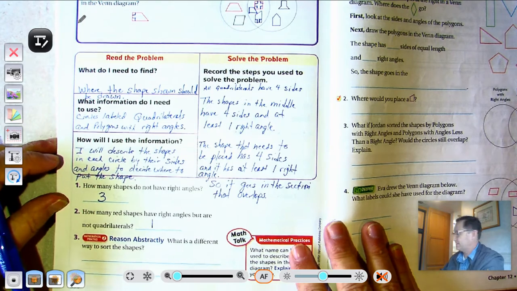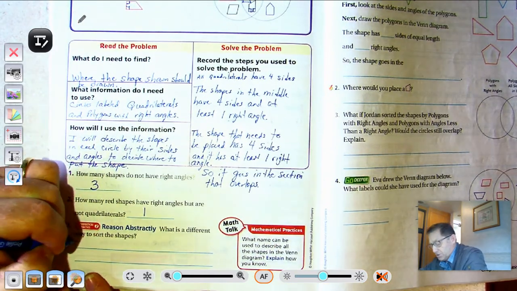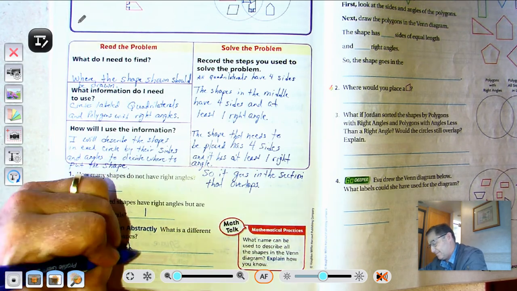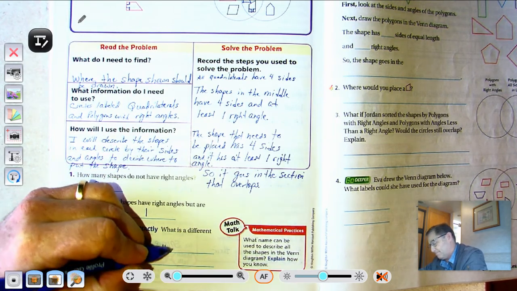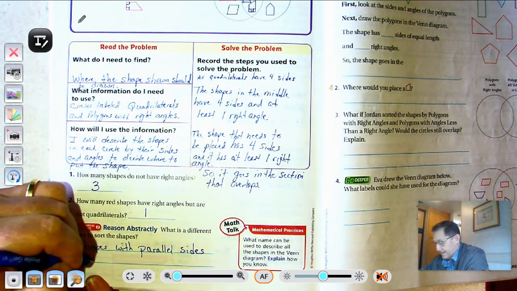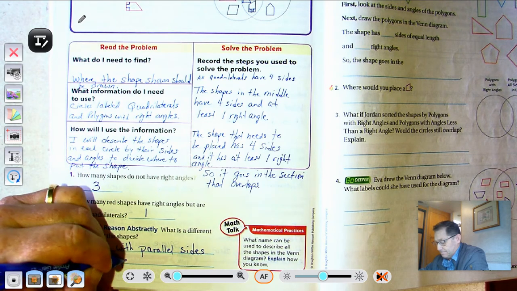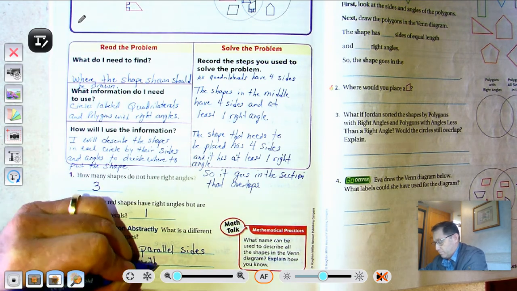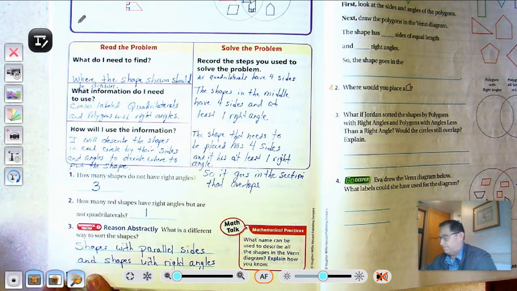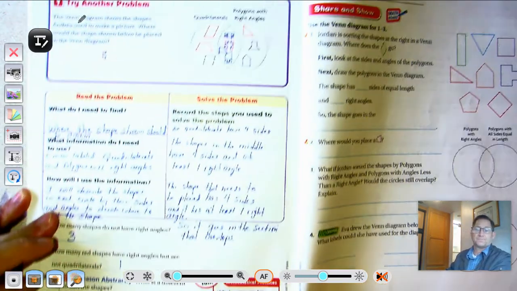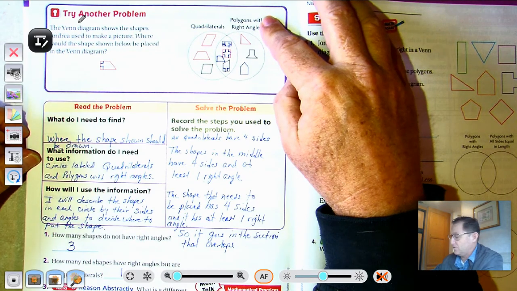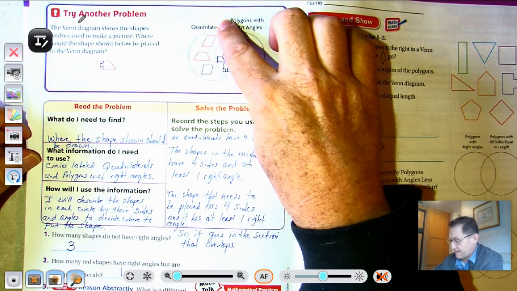What is a different way to sort them? Well, we could sort them by shapes with parallel sides and shapes with right angles. Okay, so I could still keep polygons with right angles and just change this to sides that are parallel.